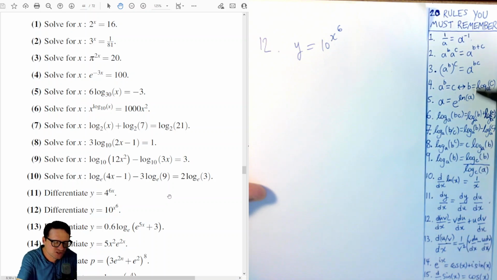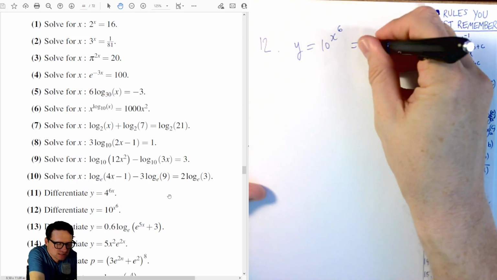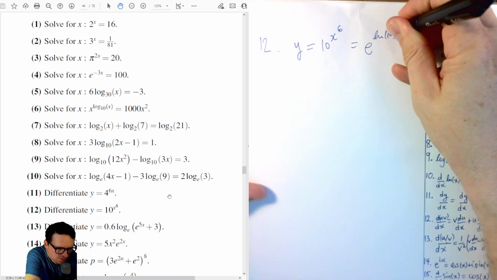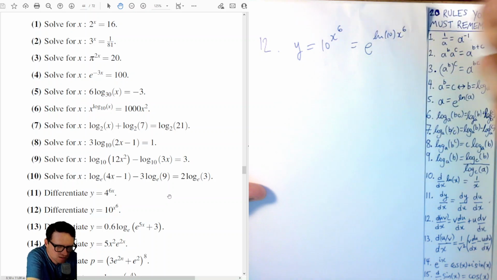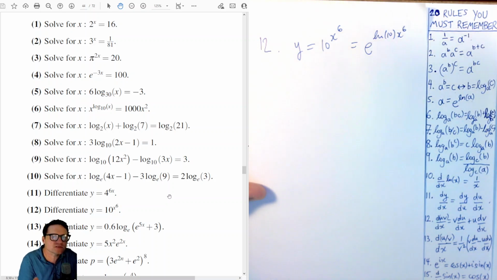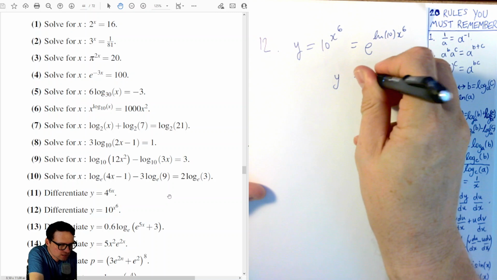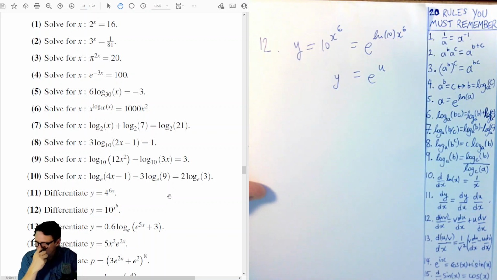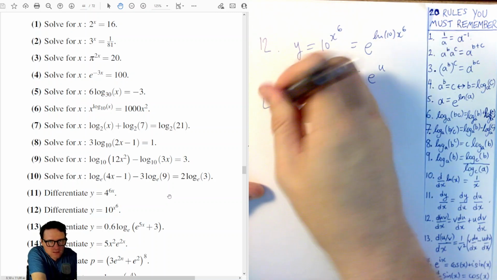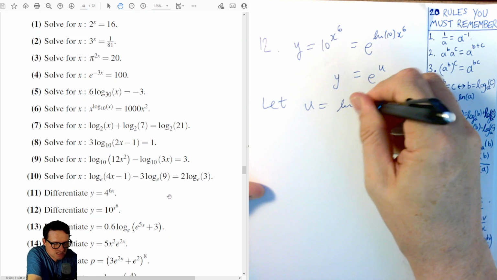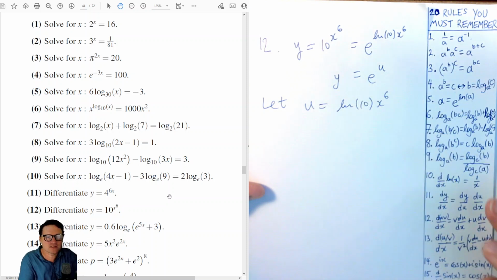Okay, so first we will want to use rule 5 to change to base e and call this e to the natural log of 10 and then times x to the power of 6, because after I do this, I'm using rule number 3 to multiply the exponents. And so we will want to call this e to the power of u, where we're letting u be equal to that exponent, ln of 10 times x to the power of 6.